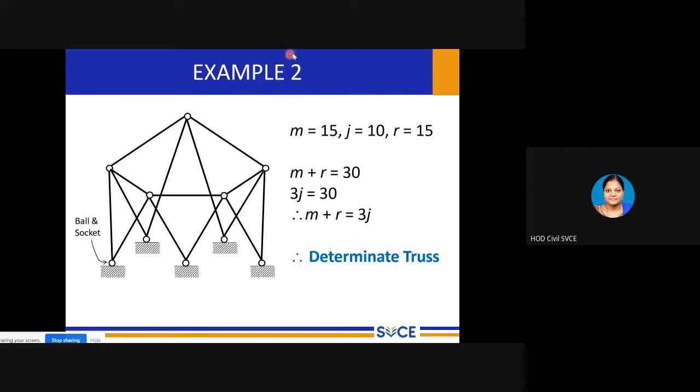Coming to the second example, here also this is a ball and socket arrangement. You have 5 supports, so you have 15 unknown support reactions. The number of members present in the system is 15, and the number of joints is 10. When you apply M plus R, we get 30, and 3J, we get 30. Both are equal. Therefore, we call this truss system a determinate truss system.